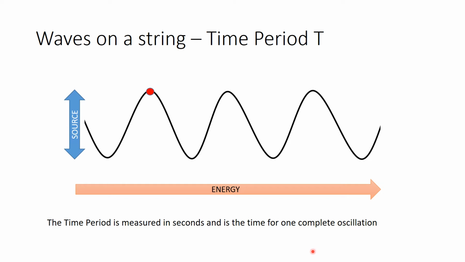Now, time period. Time period is related to the frequency, and time period is the time for one complete oscillation. It is measured in seconds, and if we have a look here, it's the time for the wave to have completed that whole section. So if that section took 1 second to complete, the time period for the wave would be 1 second.